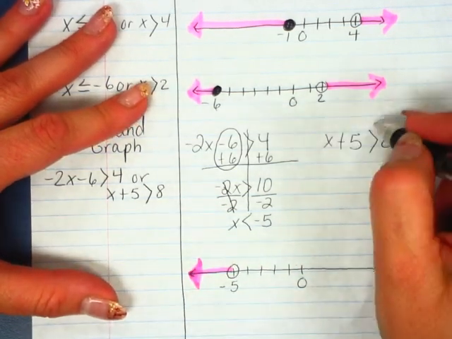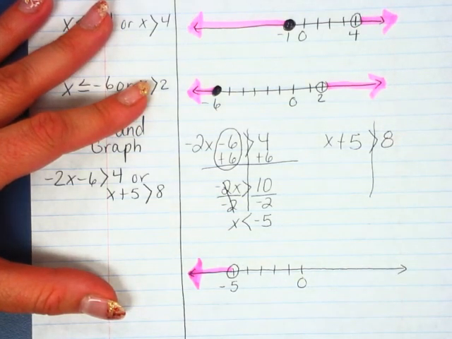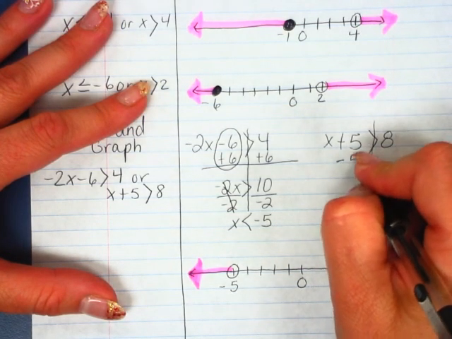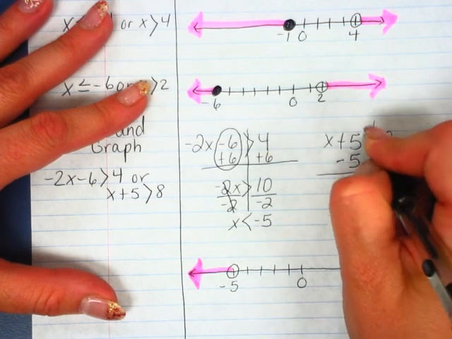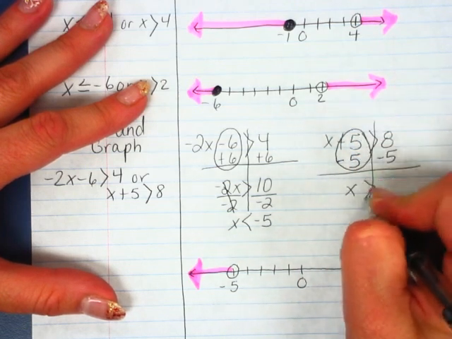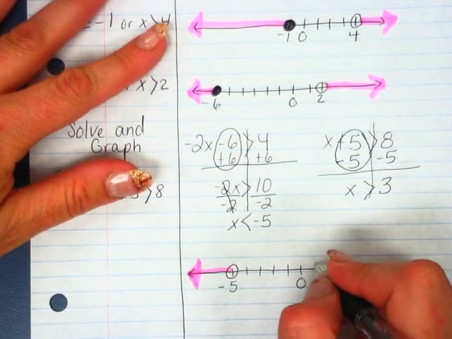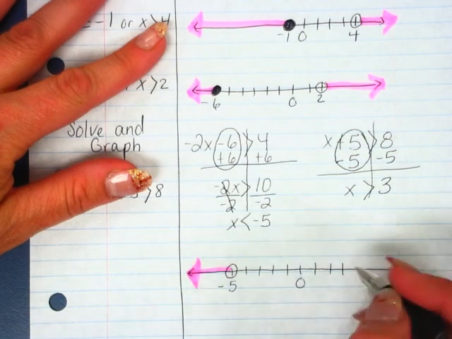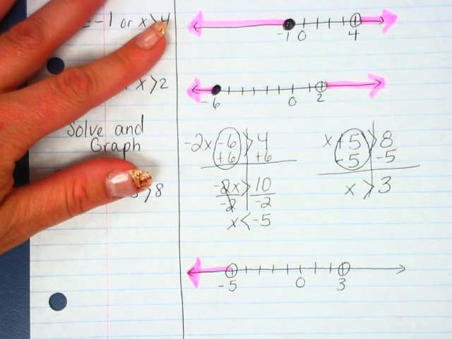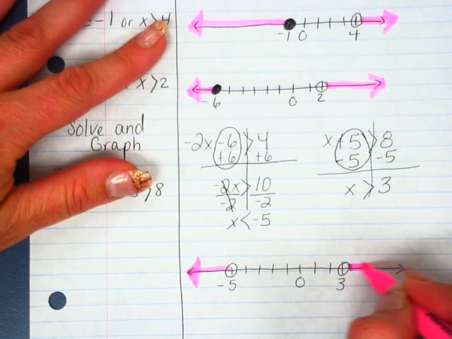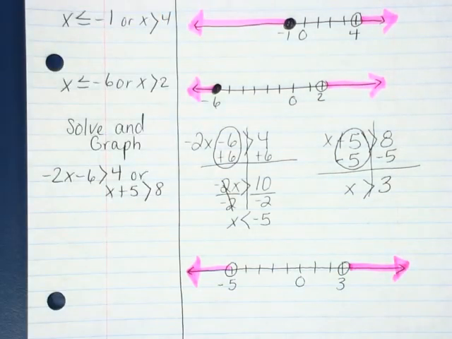Now let's do this side. One step solving. So it's plus 5. The opposite of a positive 5 is a negative 5. This is a 0. X is greater than 3. Why do I not switch the inequality there? I subtracted 5, and the only time you change the inequality is when you're multiplying or dividing by a negative number, not when you're adding or subtracting, only multiplication or division. So it moves out like that.